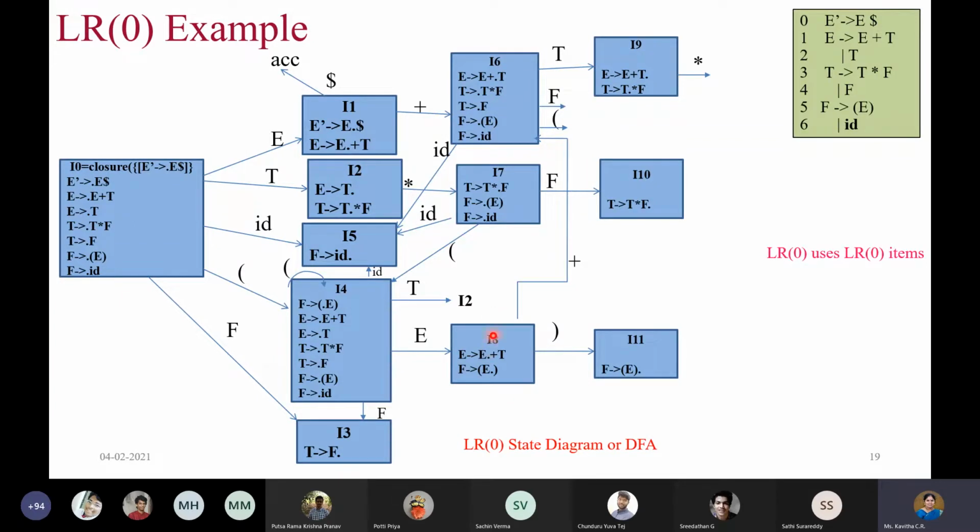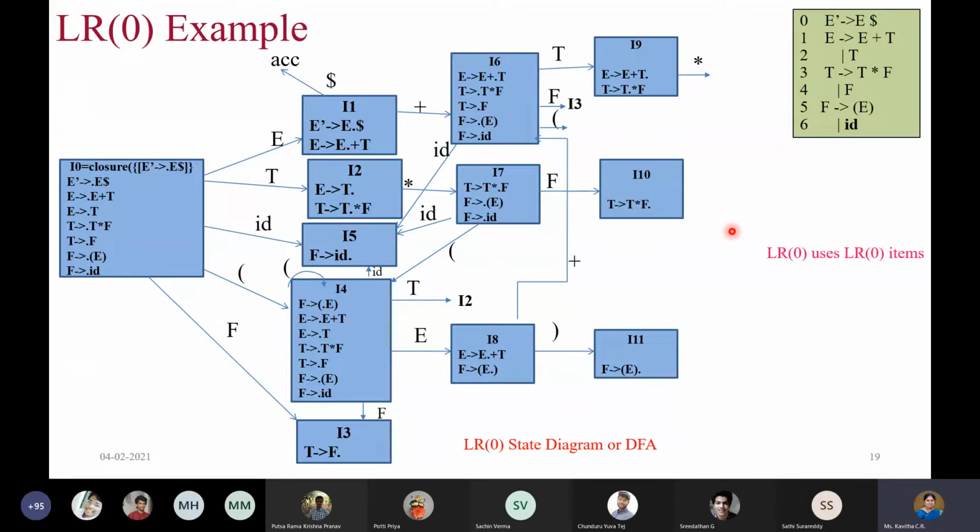Coming to I8, when you read close parenthesis, you'll get this. And when you read plus, you'll get something like E gives E plus dot T, which is nothing but what is there in I6. So you'll go back and reuse the same state I6.